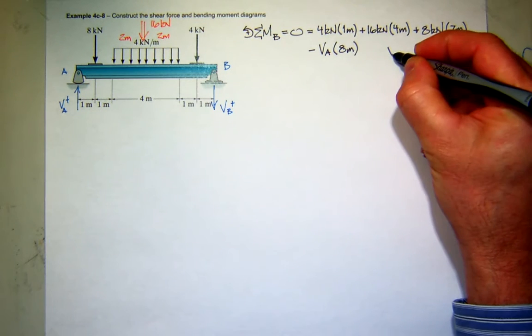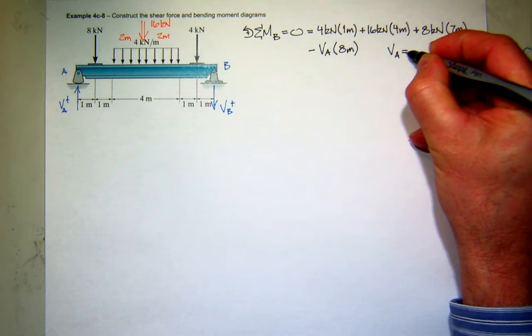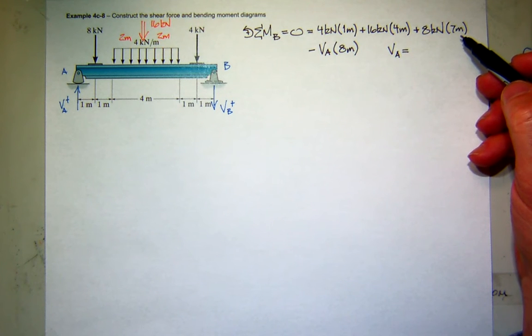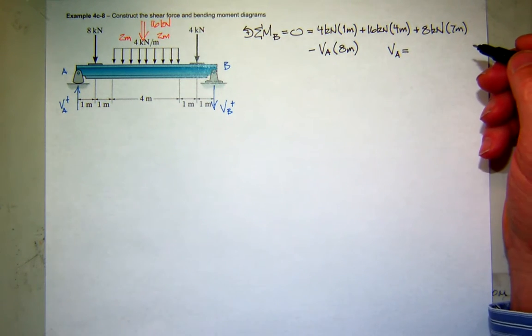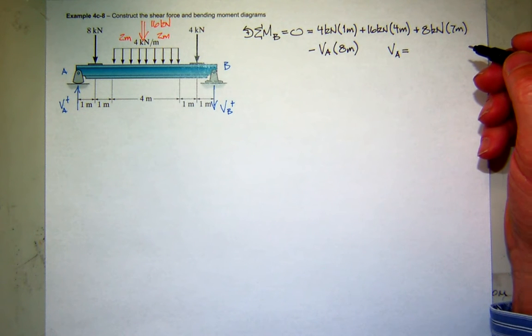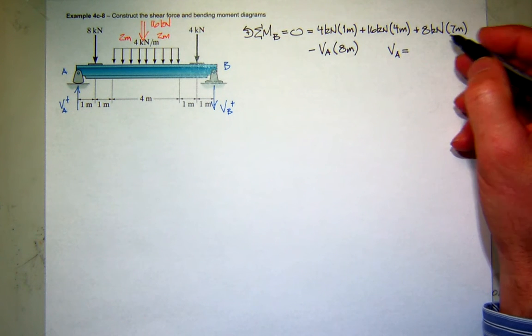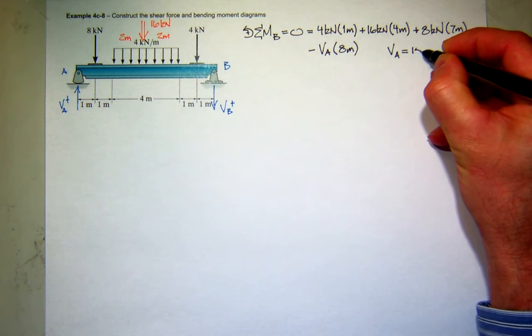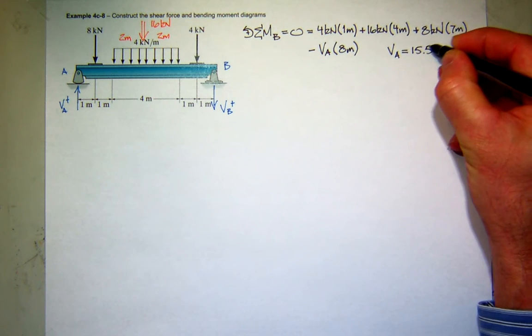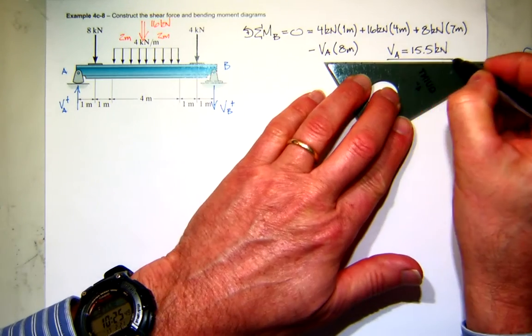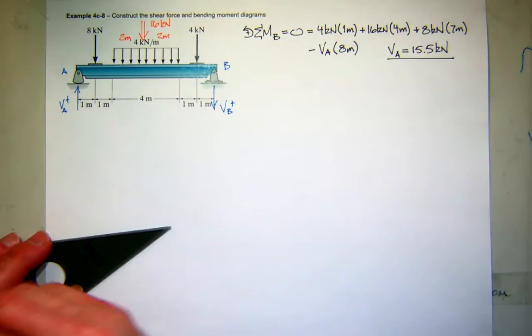So what is the shear at A? 17 point, what'd you say? 15.5. Anybody else get that? I agree, 15.5. And that's kilonewtons. So I got a positive value, so I do have positive shear at A.